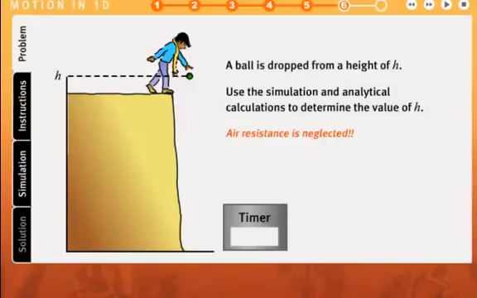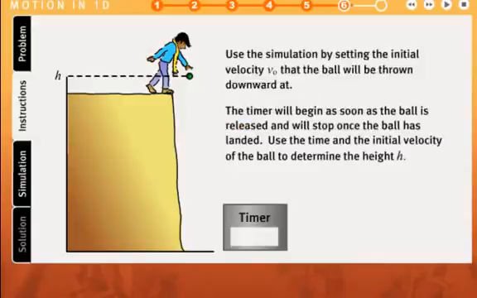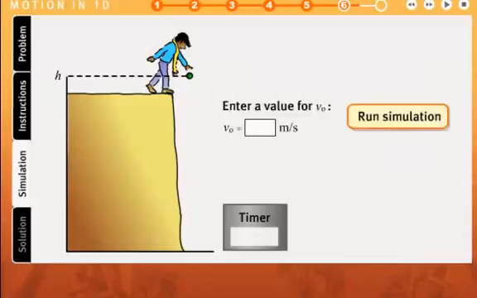A ball is dropped from a height of h. Use the simulation and analytical calculations to determine the value of h. Use the simulation by setting the initial velocity v0 that the ball will be thrown downward at. The timer will begin as soon as the ball is released and will stop once the ball has landed. Use the time and the initial velocity of the ball to determine the height h. Input a value for v0 and click on the Run Simulation button.